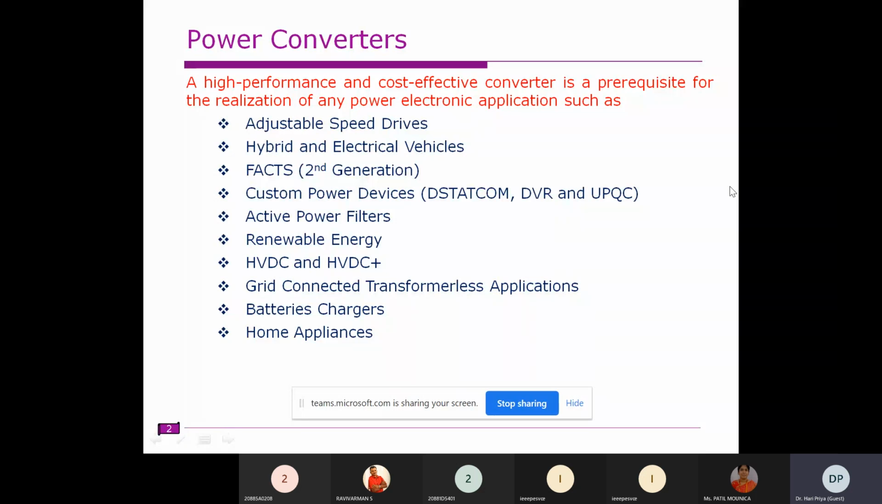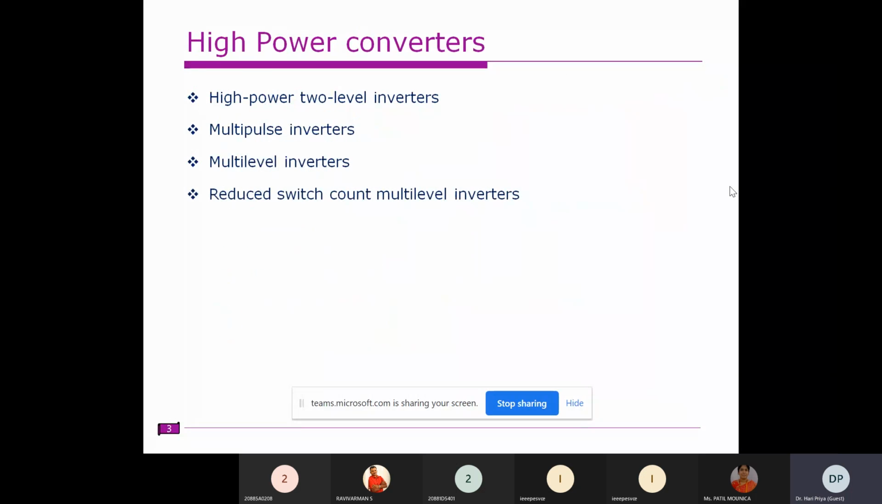So there are multiple applications. I think you are already aware of these broad areas, may not be in detail, but you might have already seen them. But actually, in the case of power converters, there are different types designed for high power, medium power, and low power applications. But we can go for the converters that are designed especially for high power applications. These are the most popular configurations: the basic two-level inverter designed for high power, called high power two-level inverters, multi-pulse inverters, multi-level inverters, and the recent one, which is nothing but reduced switch count multi-level inverters.